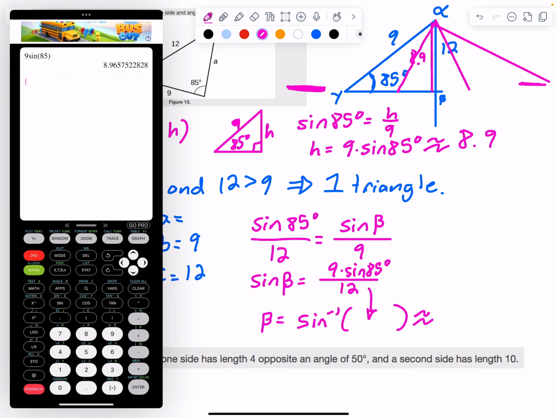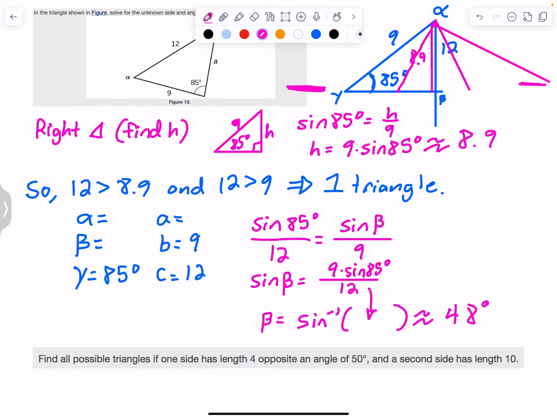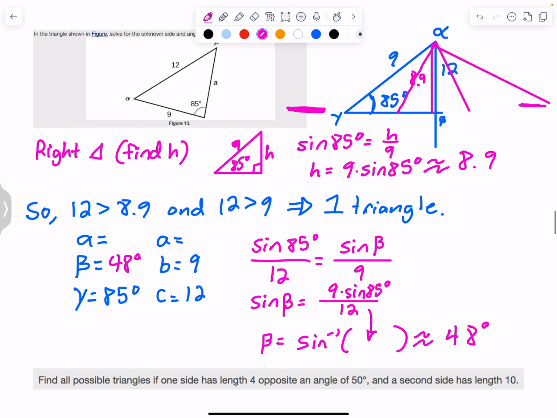So inverse, I'll do this one all at once, I guess. 9 times sine of 85 divided by 12. So I got roughly a 48-degree angle for beta, 48 degrees. That finds alpha then, because what's that, 133, so 47, I believe. Right? So if I'm looking at this, I expect this number to be pretty close to 9. Because those angles are pretty close together.